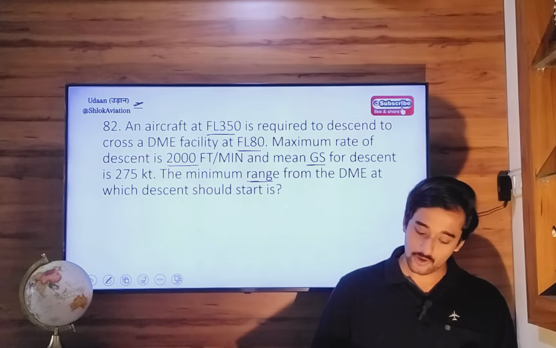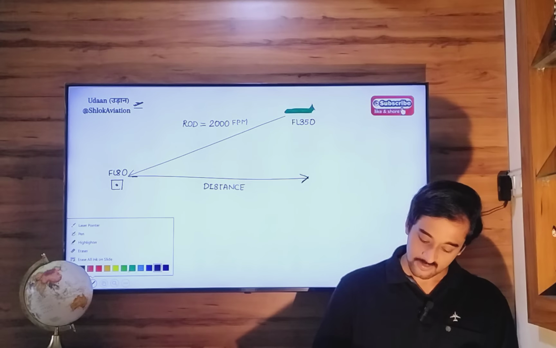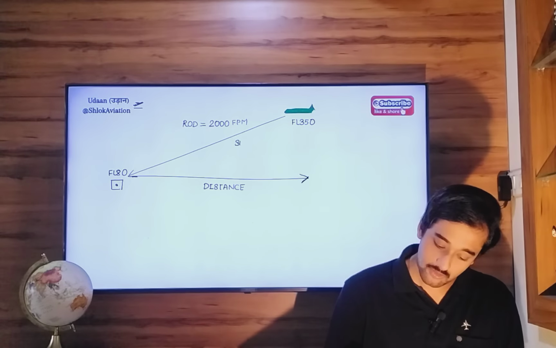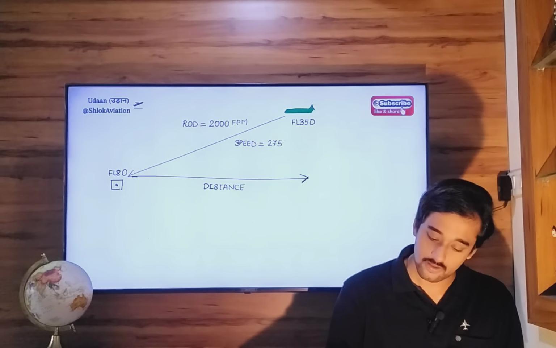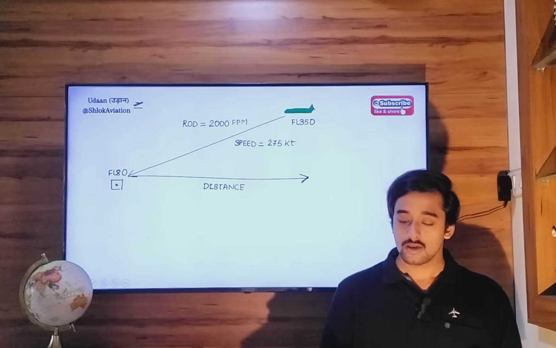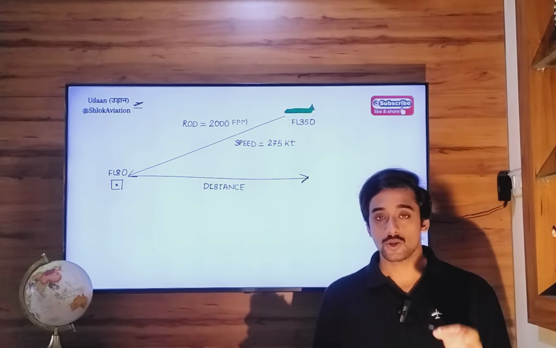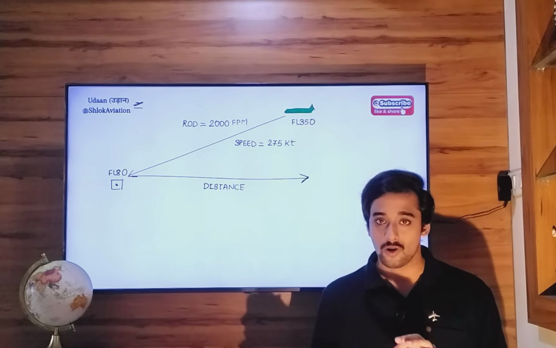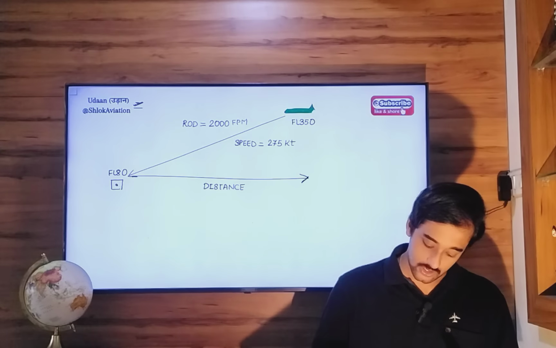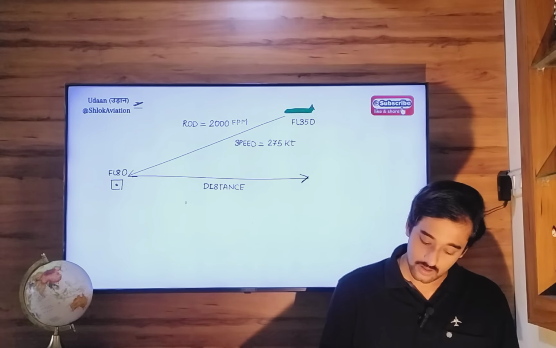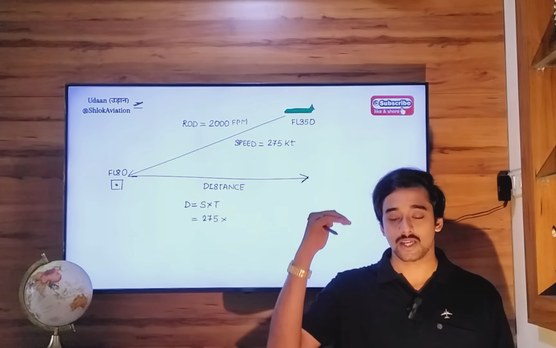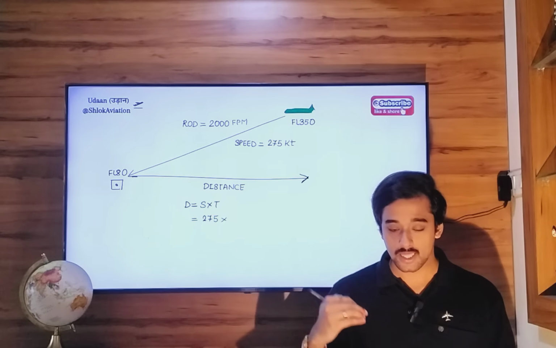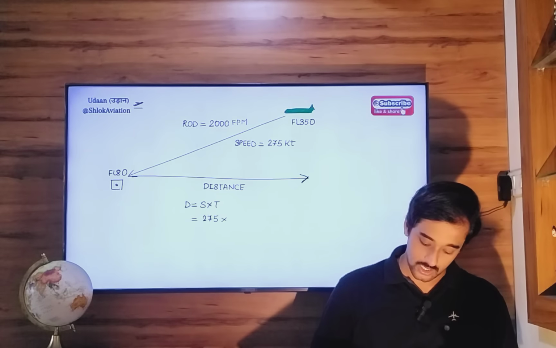Speed, what is the speed of your aircraft? 275 knots. Okay, now distance, you want to find distance. So distance, you can use the speed distance time formula. Distance equals speed into time. You already know the speed, 275 knots. Now the time taken to descend from 35,000 feet to 8,000 feet will be how much?